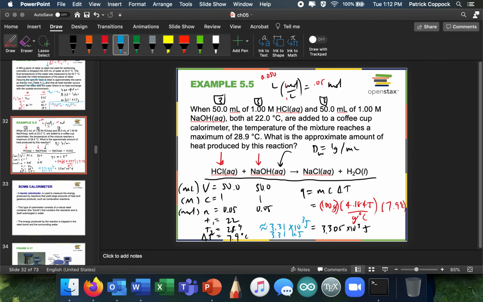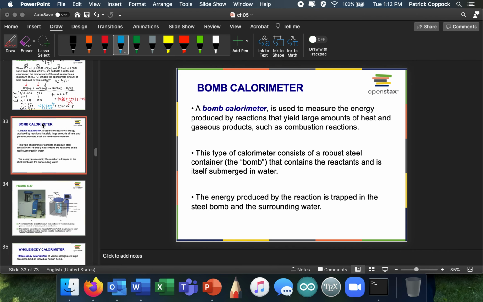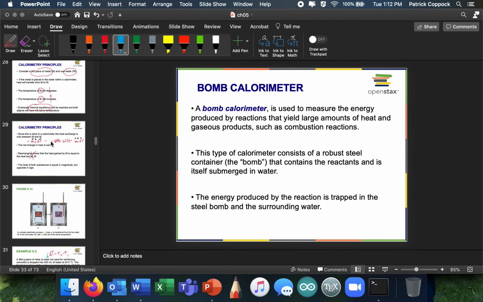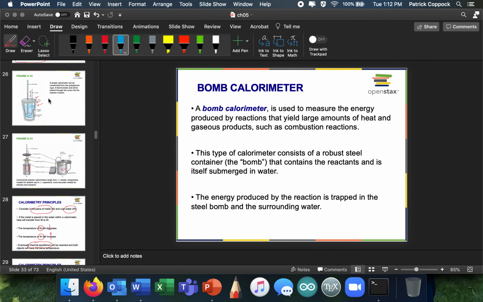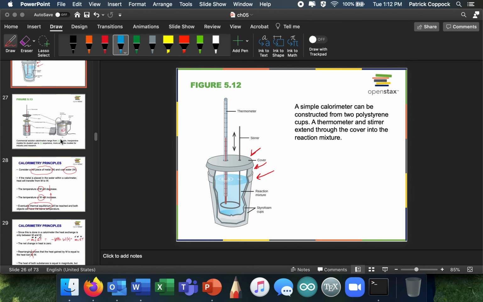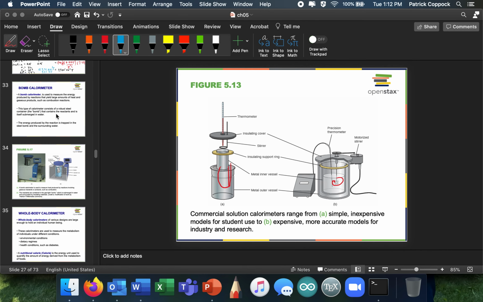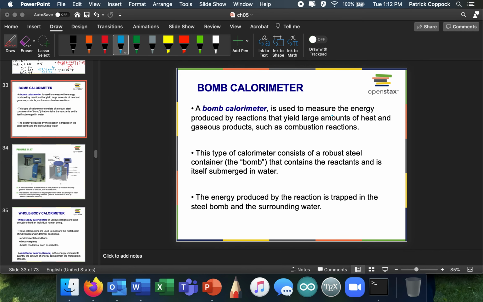All right, so obviously if you need that a little slower, you can rewind the video and look at it again. Let's move on to a couple different kinds of calorimeters now. There's a bomb calorimeter. We talked about coffee cup calorimeters already, right? The coffee cup calorimeter was up here. There's more expensive ones. Now we're going to talk about a bomb calorimeter. A bomb calorimeter is used to measure the energy produced by reactions that yield large amounts of heat or gases, such as combustion reactions, right?